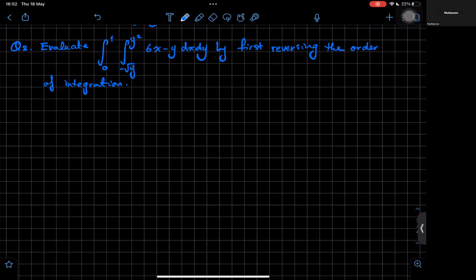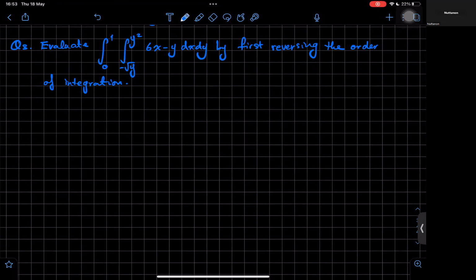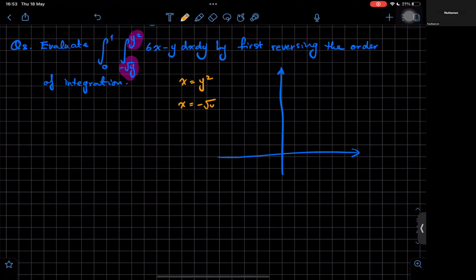This one asks you to compute this integration, but first you need to reverse the order of integration. As I usually do, draw the region first. The region this one gives you is here. When it is dx, x equal to y squared and x equal to minus root y.